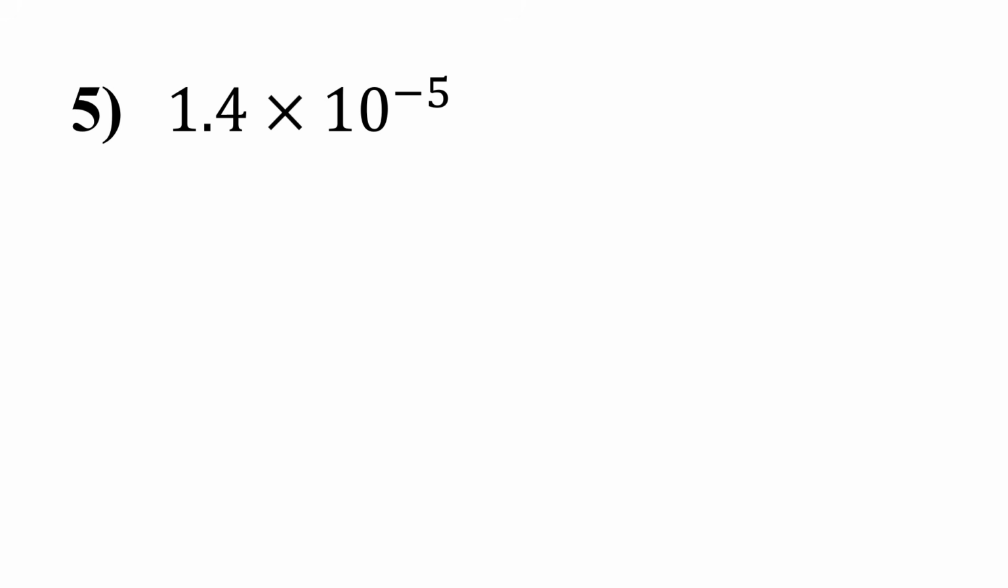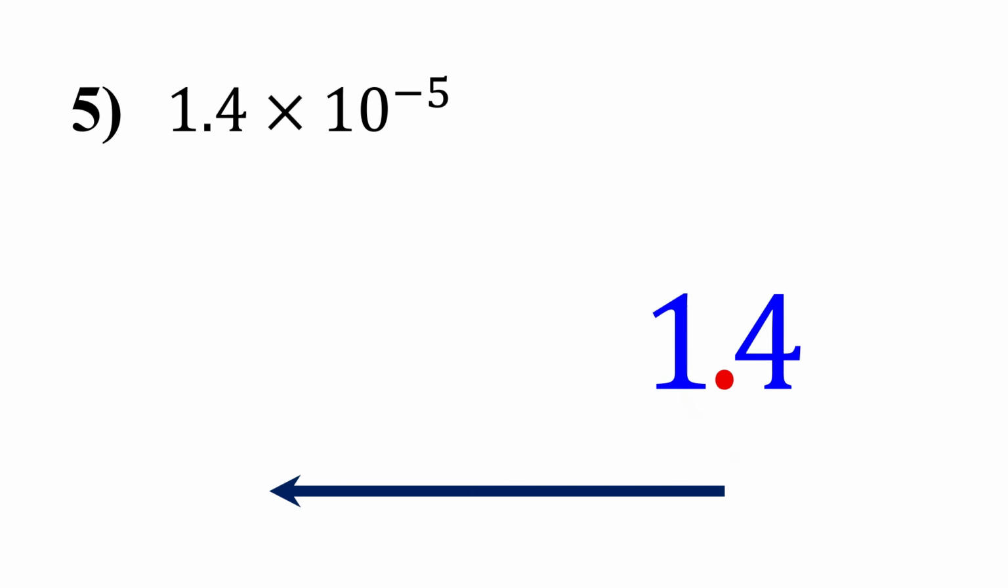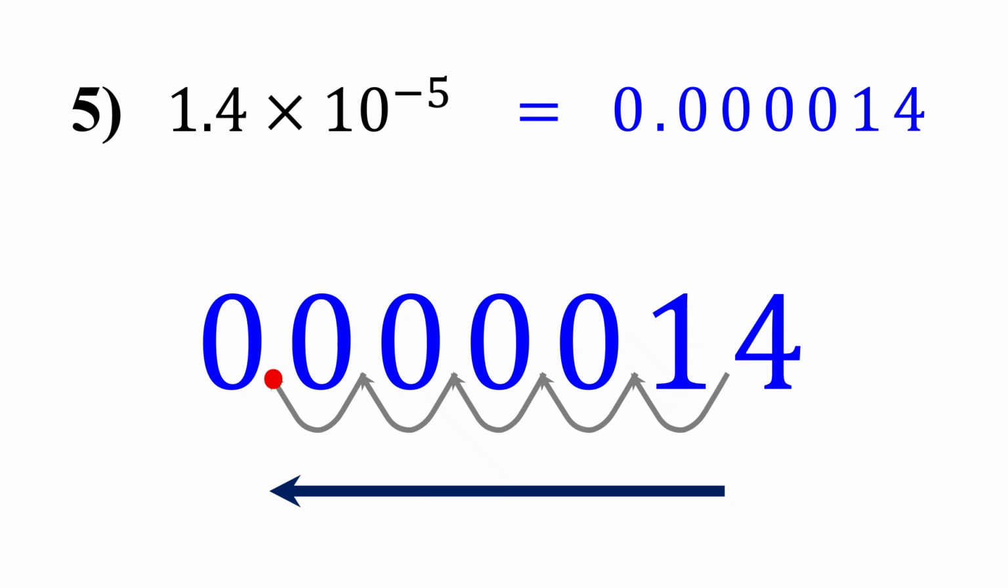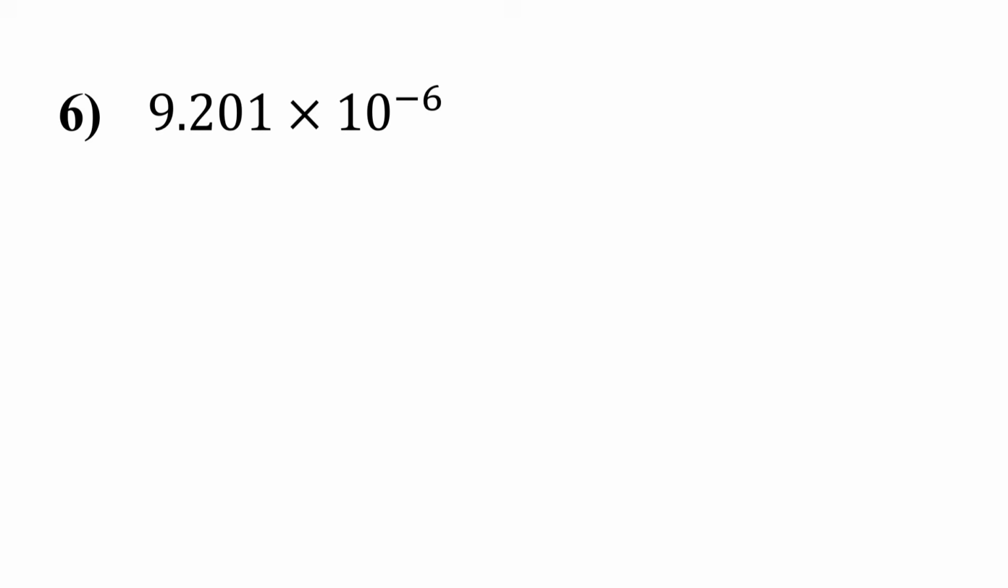1.4 times 10 to the negative 5th power. The exponent is negative 5. So, move the decimal point 5 places to the left. Move it 1, 2, 3, 4, 5 places. Now fill the empty spaces with zeros. Also add a 0 before the decimal point. And there it is. That's our number in standard form. Excellent. Now pause the video and give this one a try.